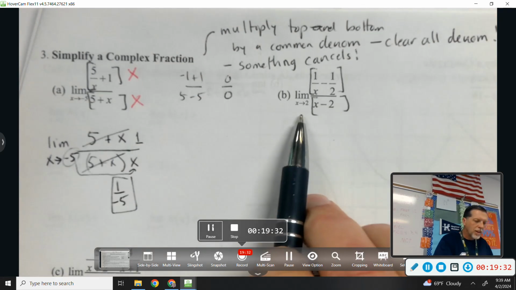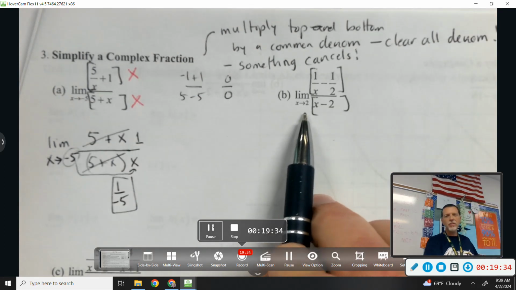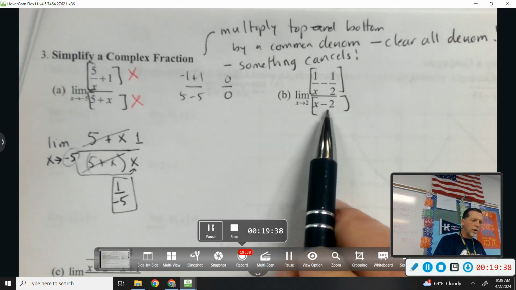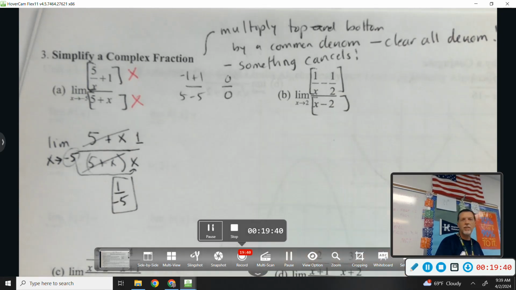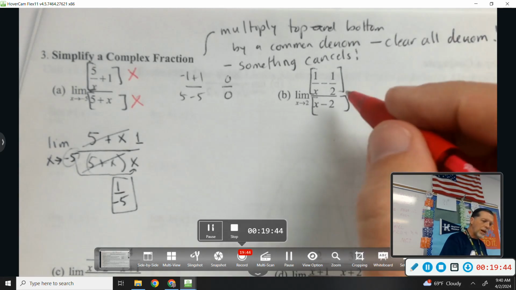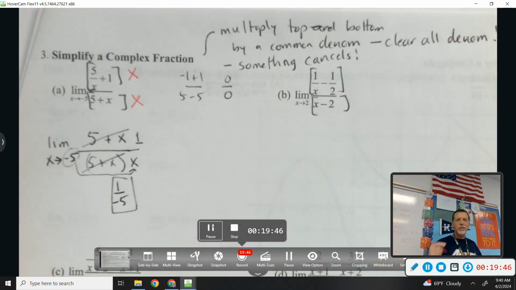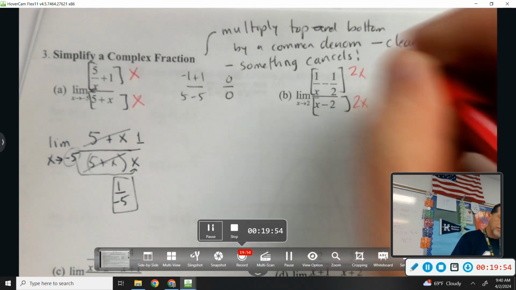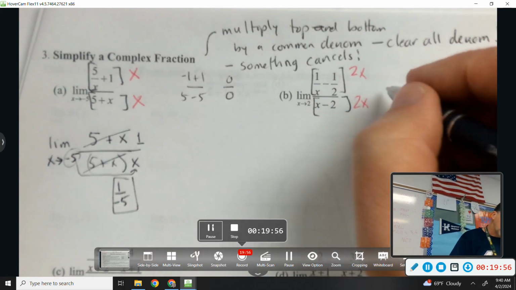If I plug in 2, this time I remember to do it first, I get 1/2 minus 1/2, that's 0. 2 minus 2 is 0, so yeah, this isn't going to work. I've got to try something. What could I multiply that would clear all the denominators? 2x. So let's multiply the top by 2x and the bottom by 2x.